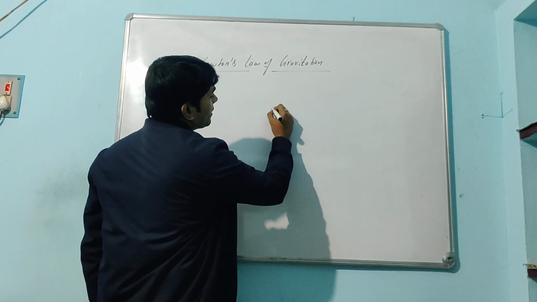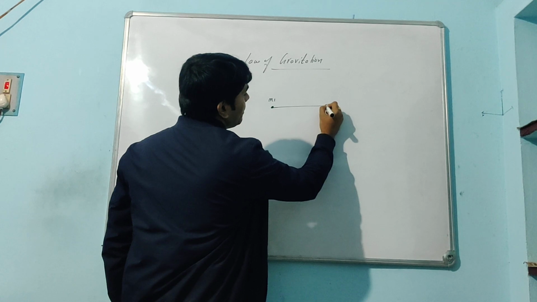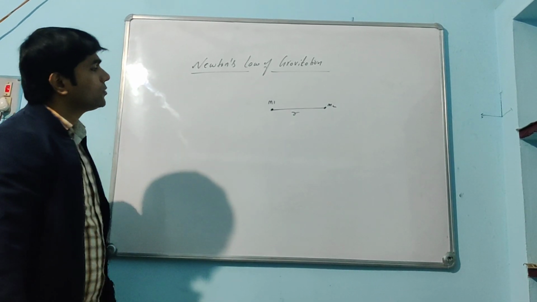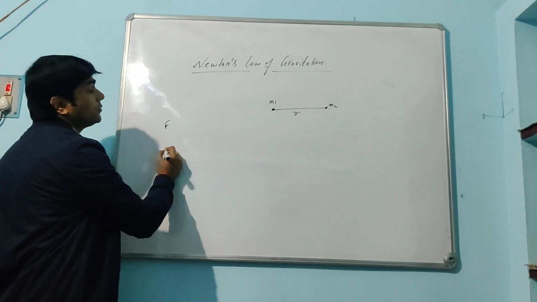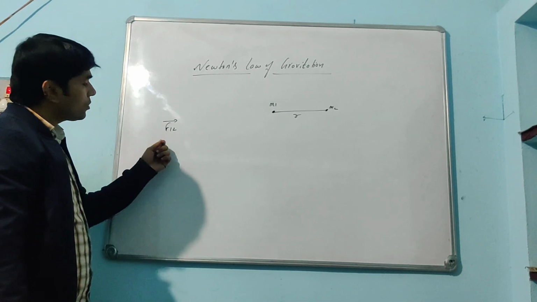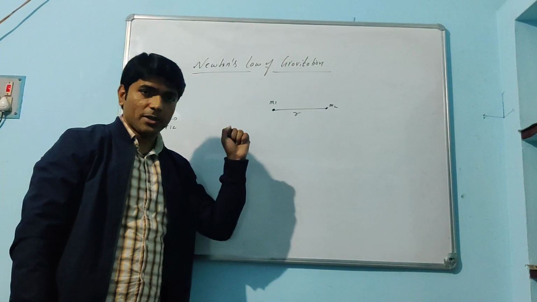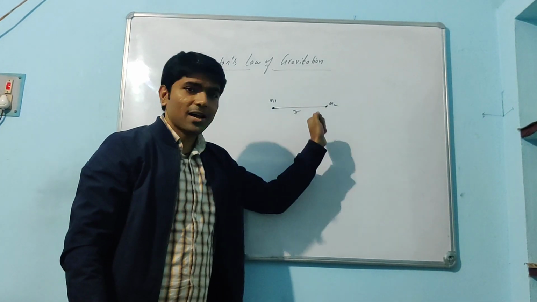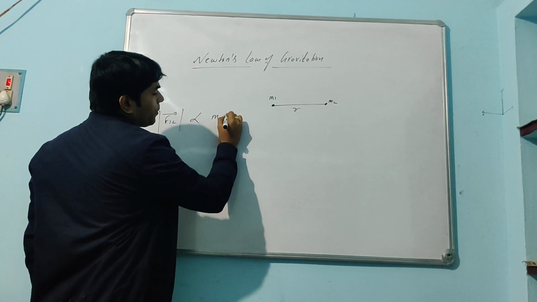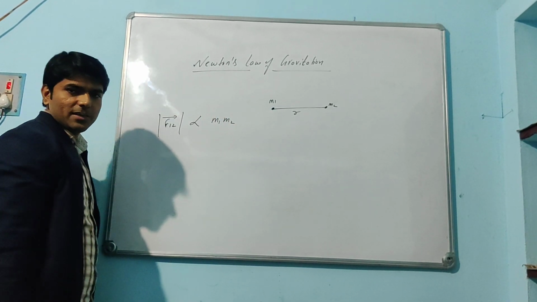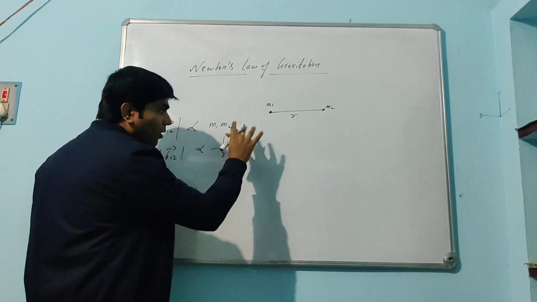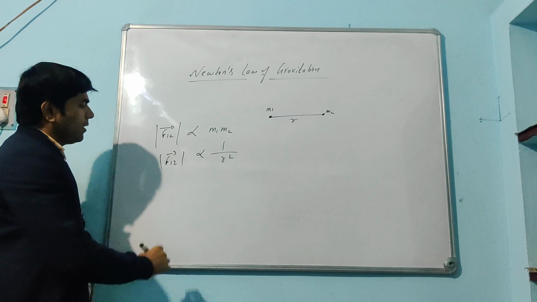So if we consider two masses m1 and m2, separated by some distance r, what will be the force on the first body due to the second body? The second body will be attracting this mass m1 with a force which is directly proportional to the product of masses between them and inversely proportional to the square of the distance between them.